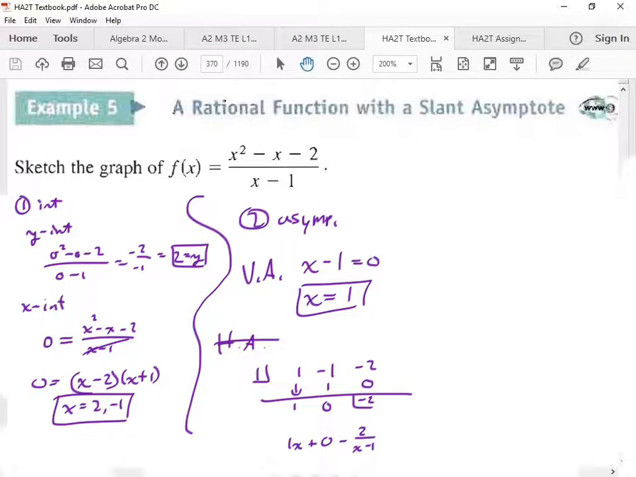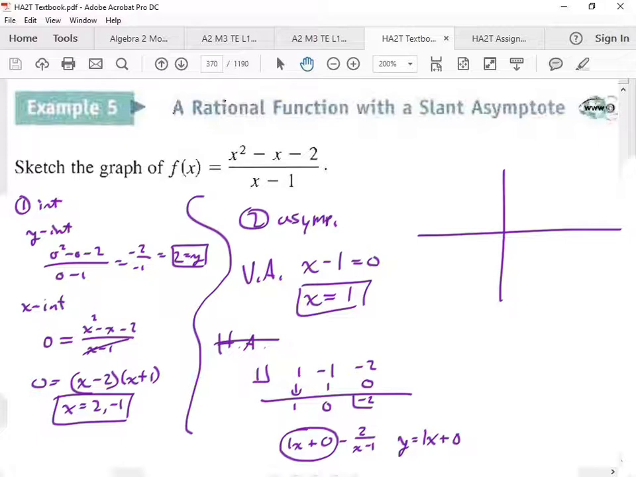Okay, now, when you're finding your slant asymptote, it is everything except the remainder. You just cut it out. The slant asymptote is y equals x plus 0, but we don't need that plus 0. Just y equals x. So your slope is 1. Your y-intercept is 0. This is an asymptote. Okay, so let's see what this looks like.